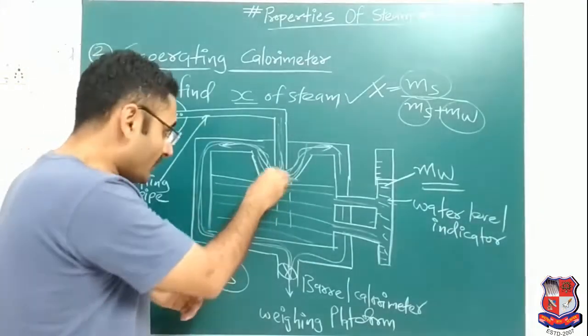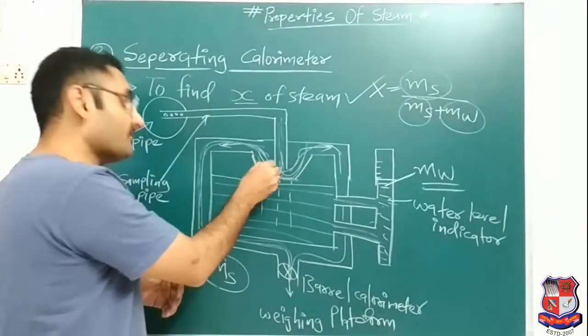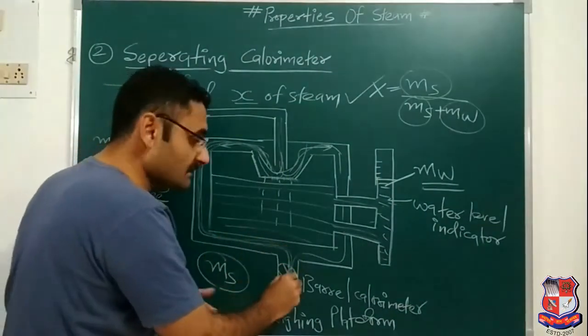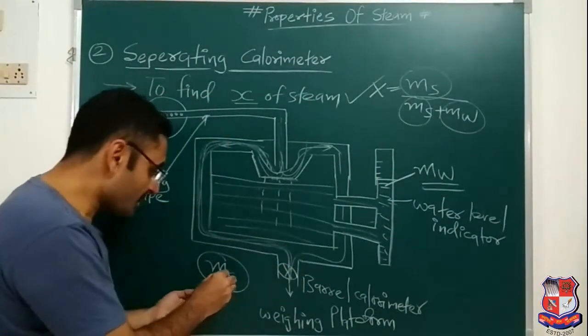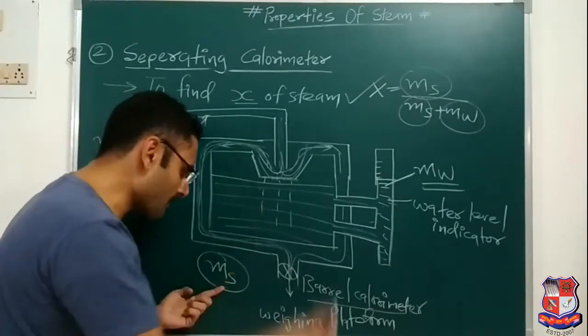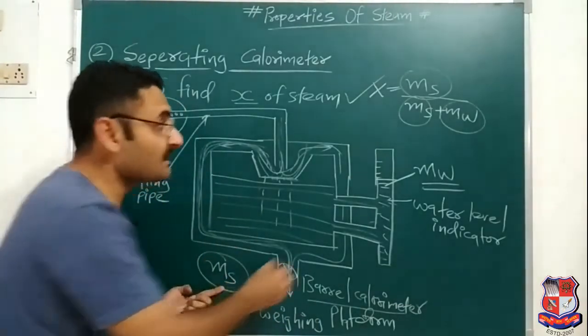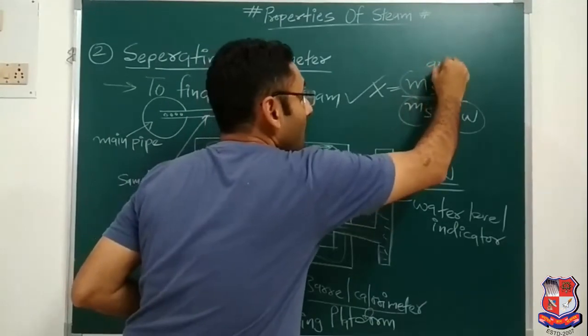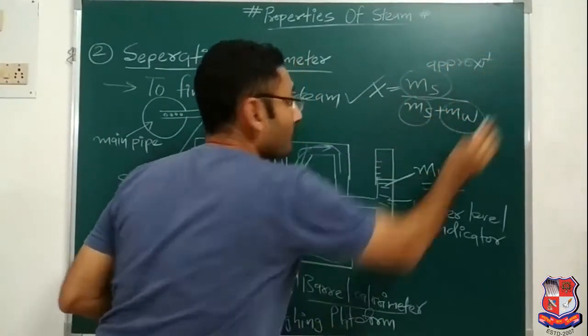That means over here some vapor particles are there, but with the vapor particles some water particles are also present. That means you will get, measured with the help of the barrel calorimeter, the mass of steam plus some mass of water also. That means the mass of the steam is approximate.